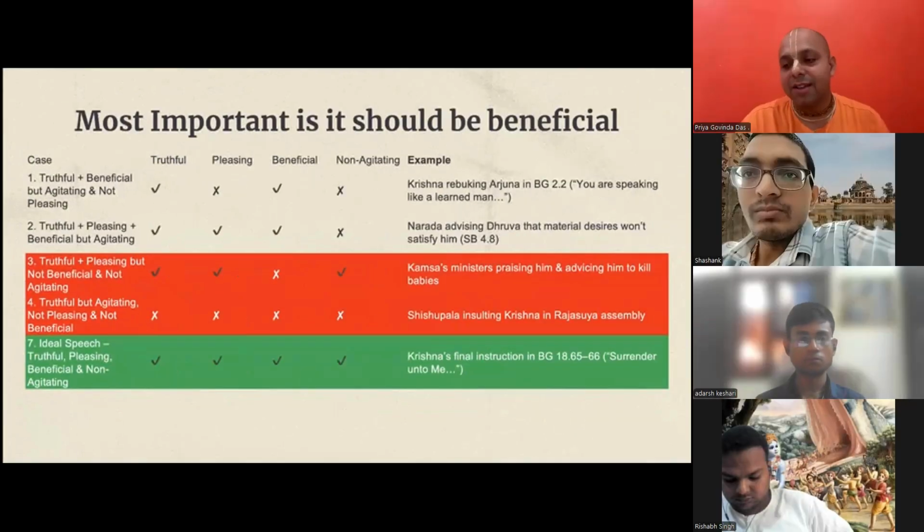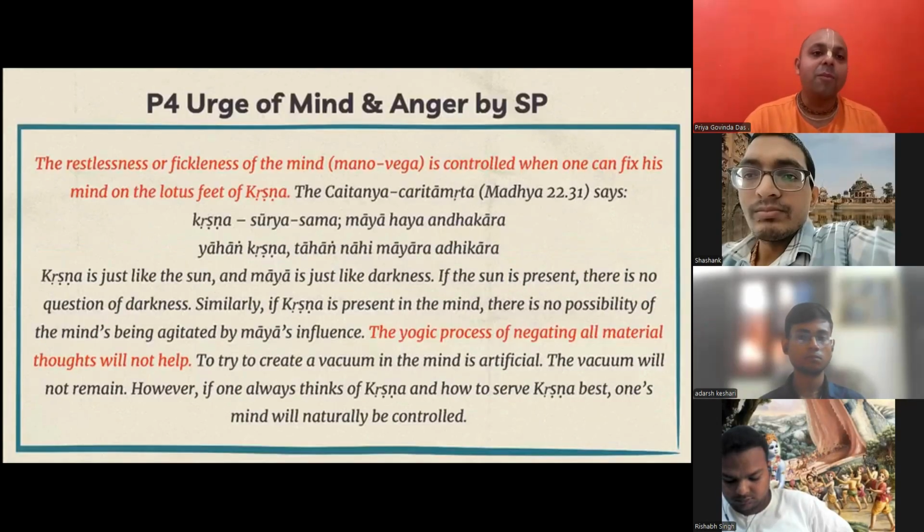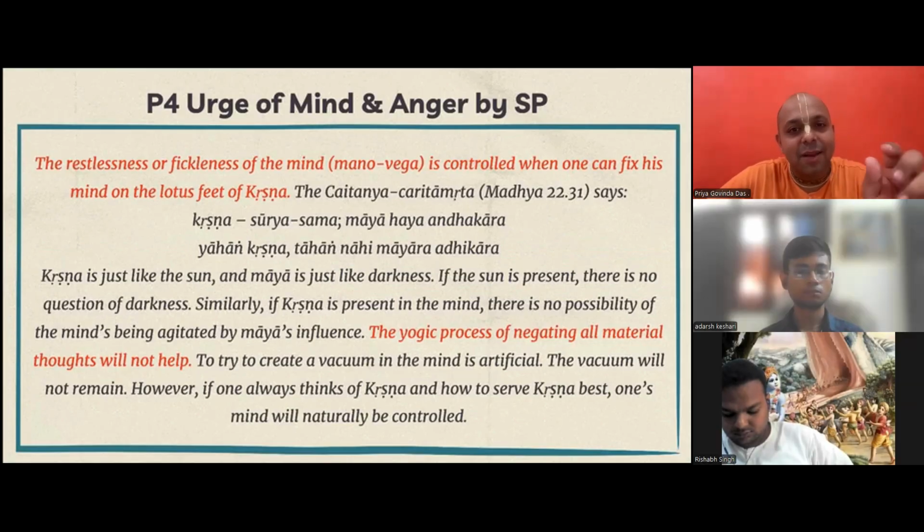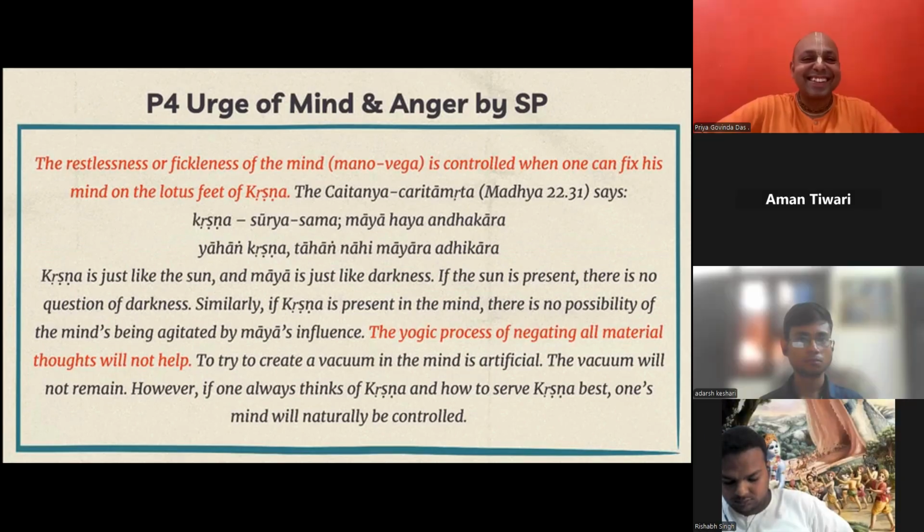Now we have talked about the urge to speak. Now Prabhupada starts about the urge of mind and anger. So both of these Prabhupada clubs together. Prabhupada says, the restlessness or fickleness of the mind, Manovega, is controlled when one can fix his mind on the lotus feet of Krishna.